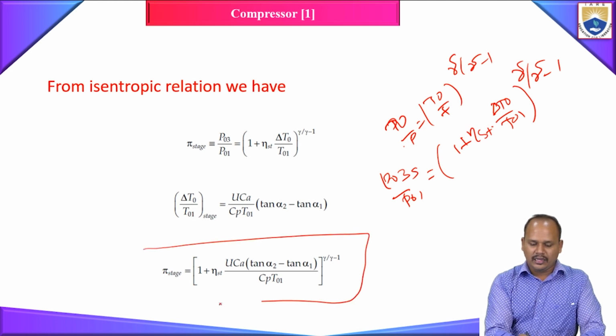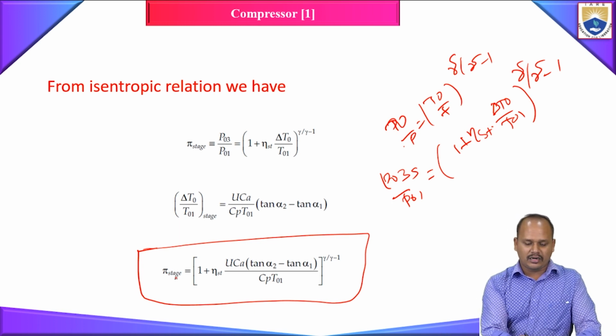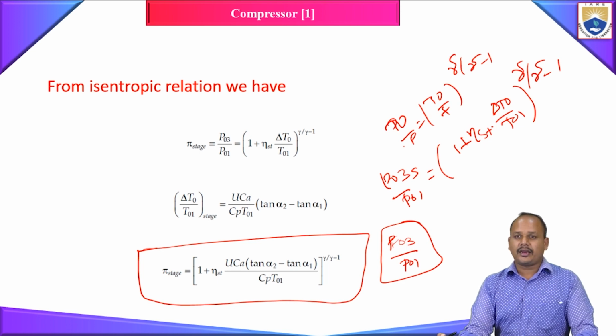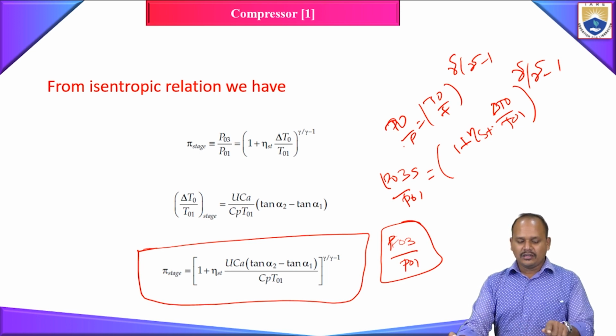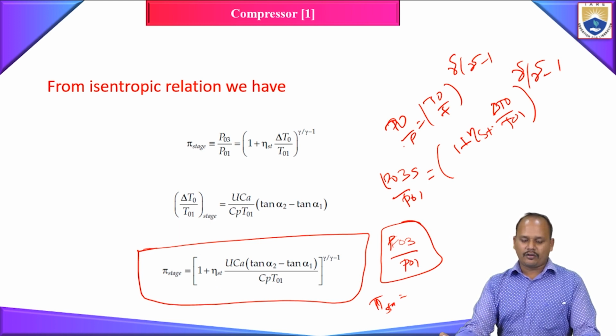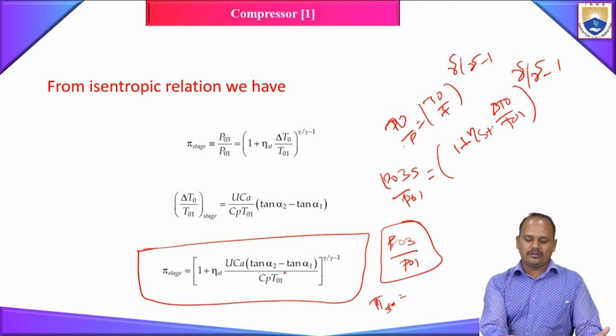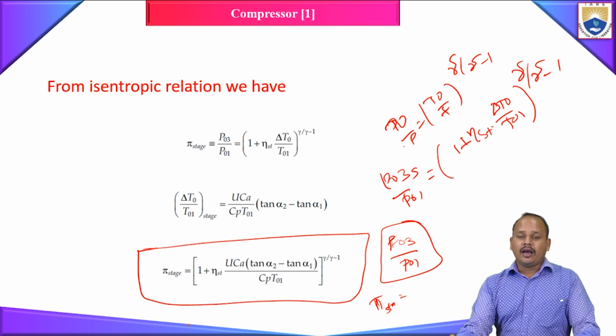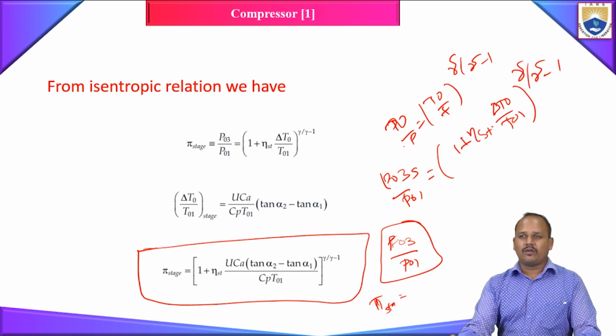From that I can write the equation for pressure rise. What is this pi stage? Basically P03 by P01. It is the pressure ratio across a single stage axial flow compressor, which we represent by pi. Your pi stage is equal to 1 plus eta s into U Ca into tan alpha 2 minus tan alpha 1, divided by Cp T01, the whole power gamma by gamma minus 1. Either you can write it in terms of alpha 2 minus alpha 1, or I can change this equation to tan beta 1 minus tan beta 2. From this I can find out the pressure rise across a single stage axial flow compressor.